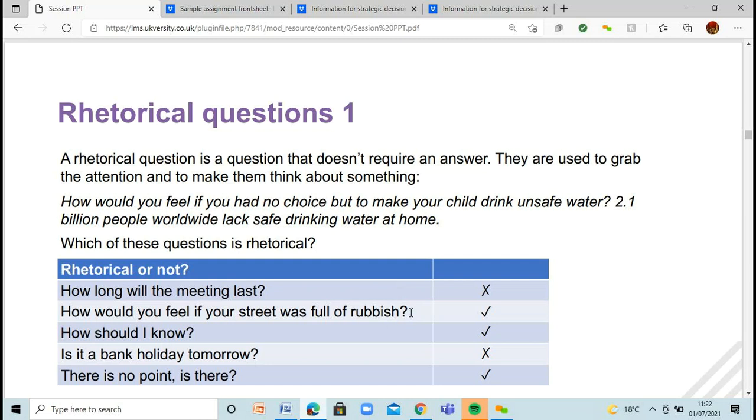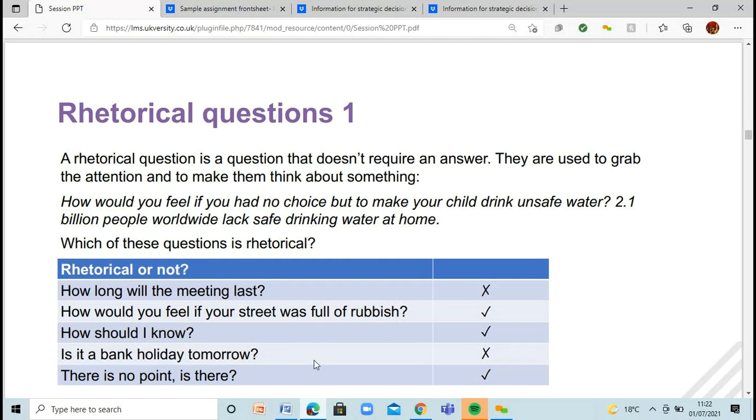But if I was asked, how would you feel if your street was full of rubbish? I know that I wouldn't really answer that. It's just to make me think about, what if my street was full of rubbish? Well, how would I feel? And then how should I know? That's a rhetorical question where you don't expect an answer.